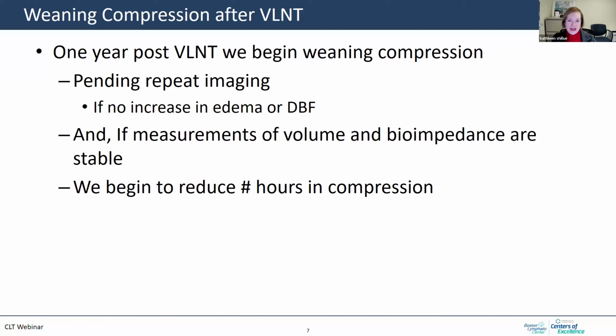But I think that looking at the imaging gives us a little bit more confidence to be able to give the patient some peace of mind. Yes, you look better. The imaging looks better. We're safe to go ahead and start to reduce the compression without fear of progression of the disease.